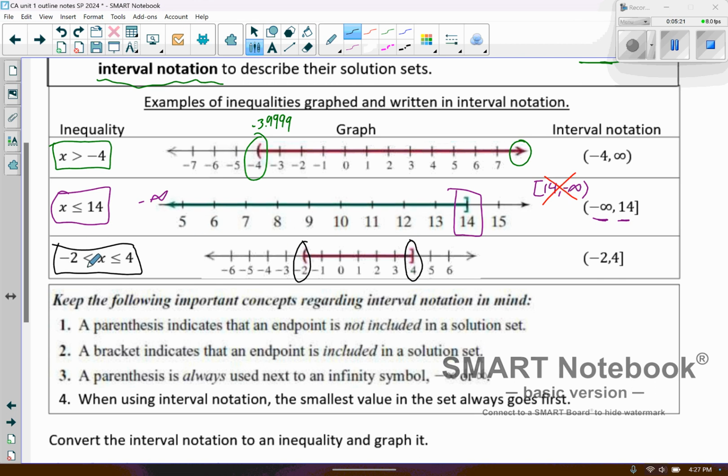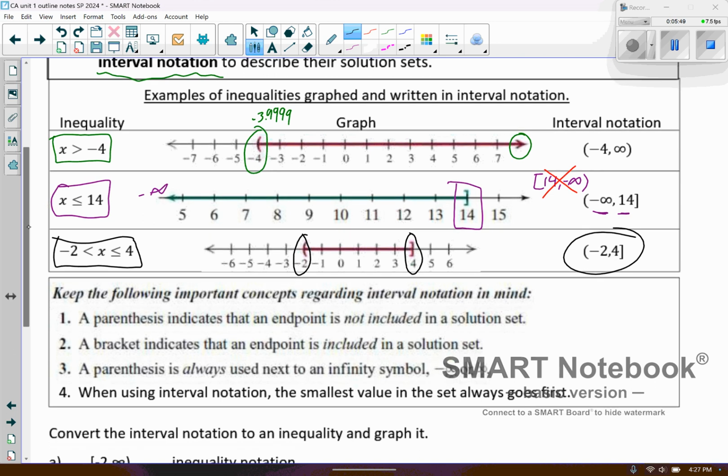Now with the -2, we have the parentheses because of the x is greater than. It doesn't have the equals to, so we don't get to include -2. And then less than or equal to 4. Now we do include the 4, so I have my bracket there. And then you can see that that's my interval notation right there. So whenever you have two conditions on it, typically you're not going to have that infinity then involved.